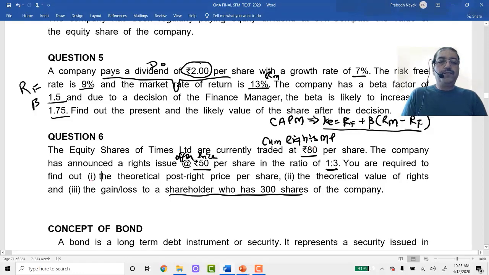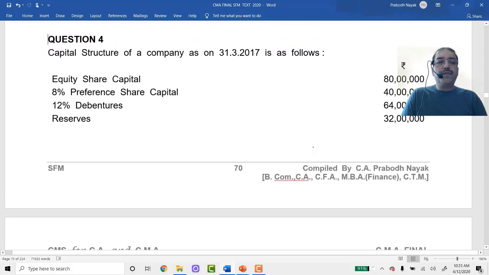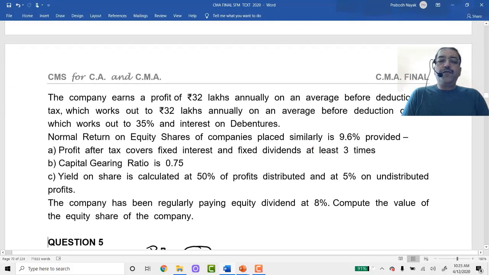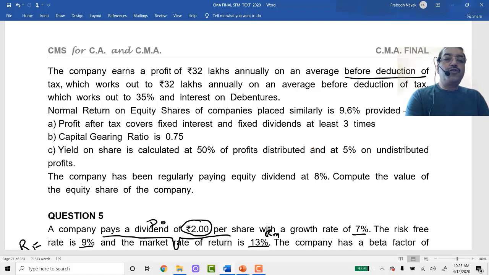Now let us come to question number 4. 4 is a little bit different type of question. Capital structure of a company as on 31st March 2017 is as follows. Equity share capital is 80 lakhs, preference share capital is 40 lakhs, 12% debentures, reserves of 32 lakhs. Company earns a profit of 32 lakhs annually on an average before deduction of tax.